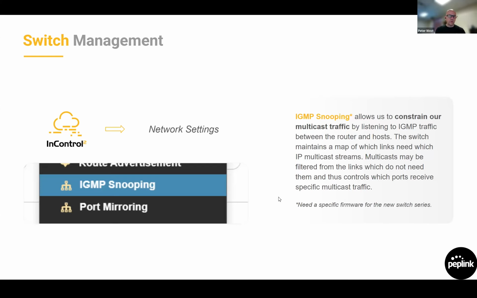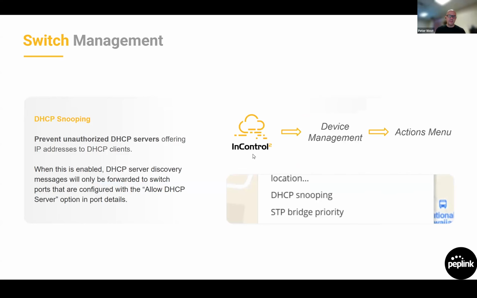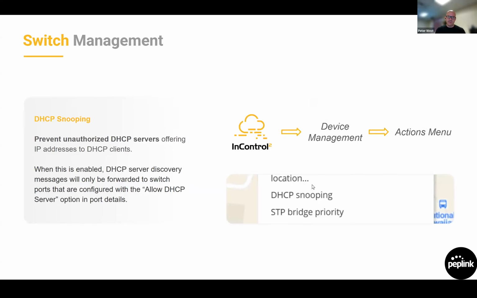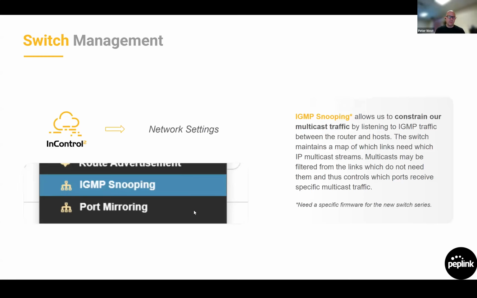I just wanted to show you where those are, because I had to find those, and it was kind of frustrating. So once again, PVID, RSTP, loop protection and DHCP snooping will show up on the switch manager port configuration after you turn on DHCP snooping via the device actions menu. Spanning tree priority is in the actions menu. IGMP snooping and port mirroring is in the network settings.